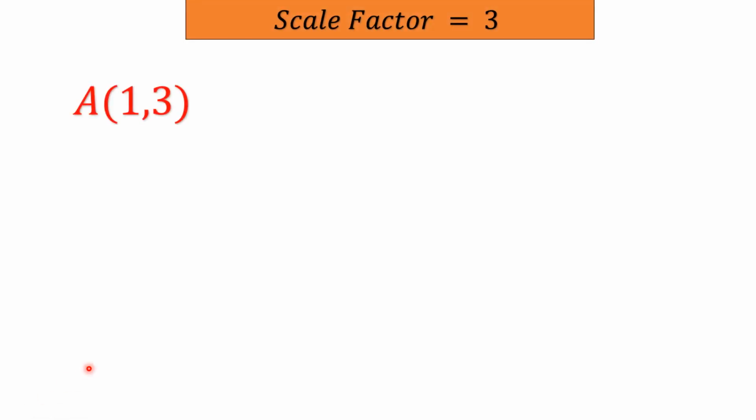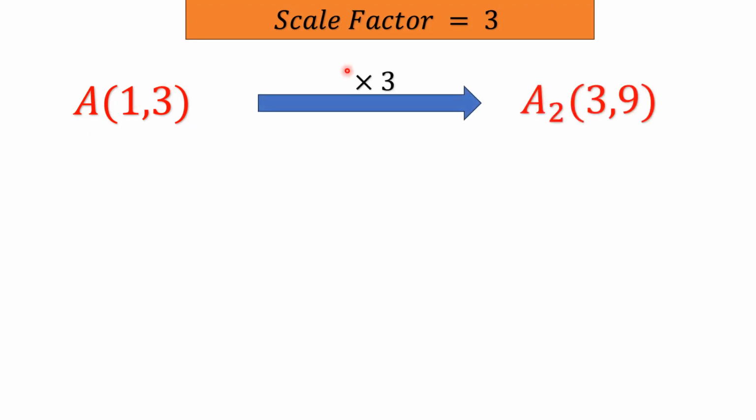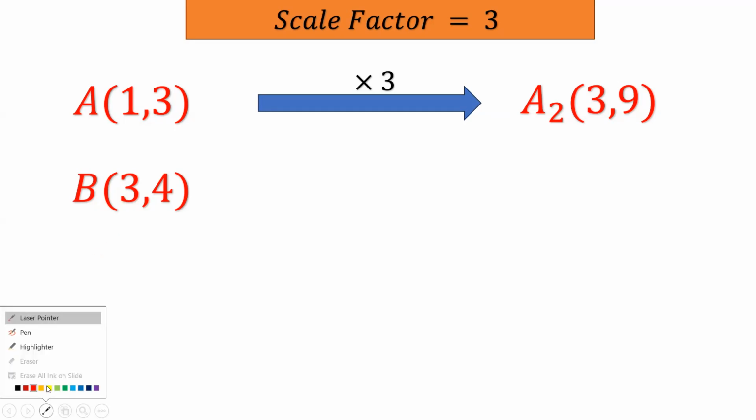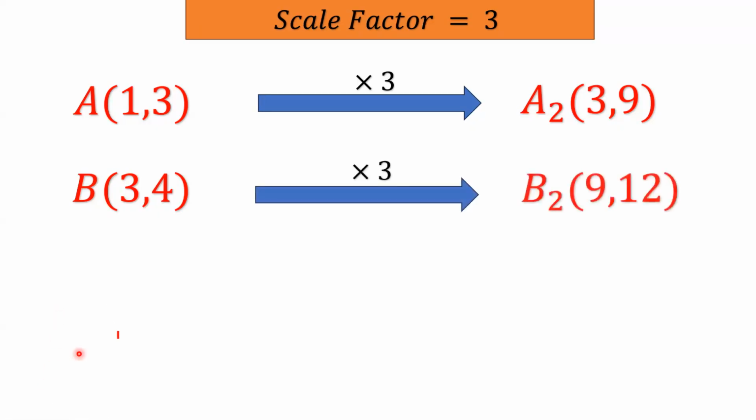So if we enlarge this, we have to multiply by 3. 1 times 3 is 3. 3 times 3 is 9. So A2 is 3, 9. Then we have this one. B is 3, 4. Okay, the point B is 3, 4. And so if we want to enlarge it, we're going to multiply that by 3. So B2 is going to be 3 times 3, which is 9, and then 4 times 3, which is 12. So B2 is 9, 12.